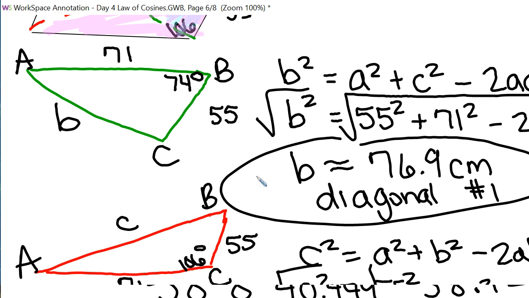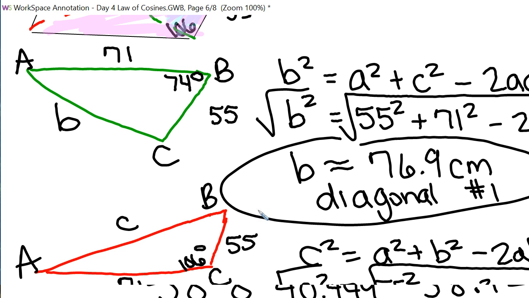Squared, the inverse would be square root it. And what is side C, the second diagonal to the nearest tenth? 101.1. 101.1 centimeters for diagonal number 2. If they ask you for the diagonals, make sure you have both included with your answer.